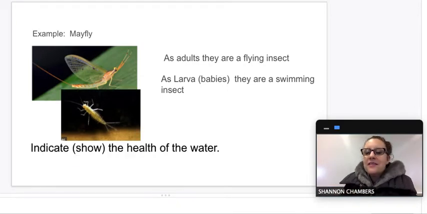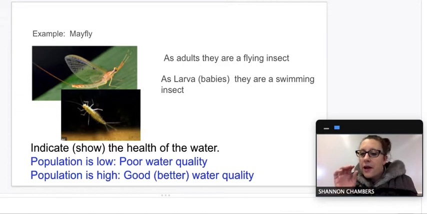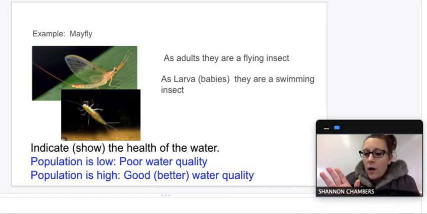Well, these guys show the health of the water. They indicate the health of the water. The reason for that is because they are very sensitive to water quality. If there's high oxygen levels and low pollution, they will survive just fine. So if their population is high, that's an indication that there's good water quality, or at least better water quality than in maybe another area. If their population is low, it's poor water quality, because they can't survive if the water quality is bad.